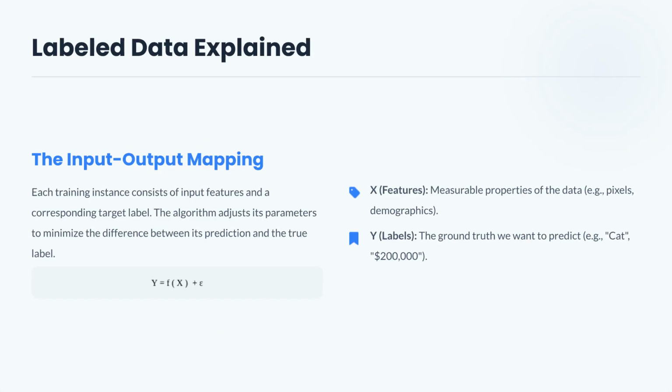Supervised learning relies on labeled data. Each instance has input features, denoted as X, and a corresponding target label, denoted as Y. The algorithm adjusts its parameters to minimize the difference between its prediction and the true label.